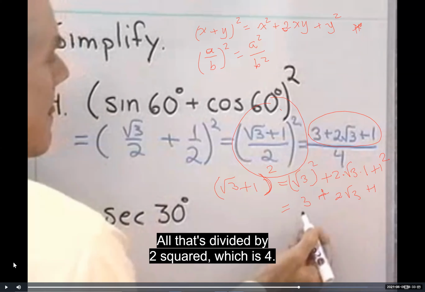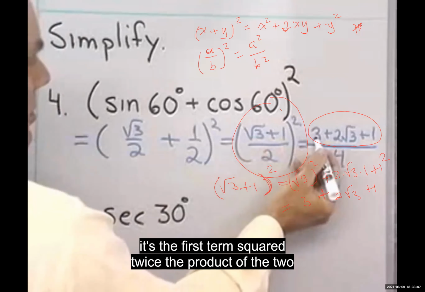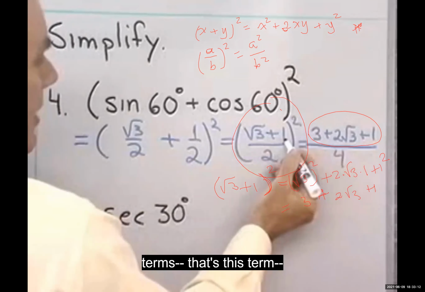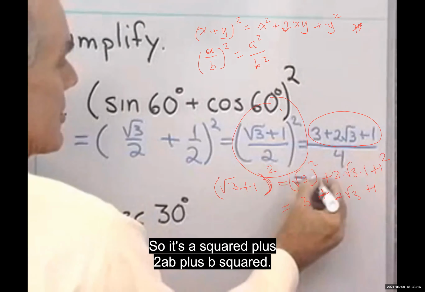Let me continue. If you have any questions, please let me know. So remember, when I square a binomial, it's the first term squared, twice the product of the two terms, that's this term, and then the last term squared. So it's a squared plus 2ab plus b squared. I'll simplify a little more.